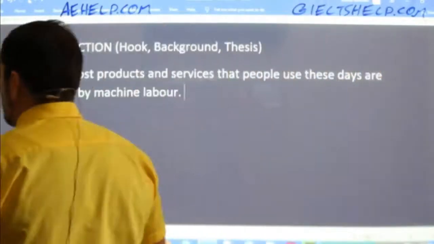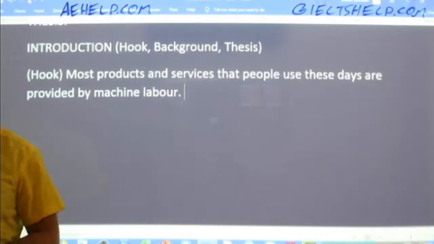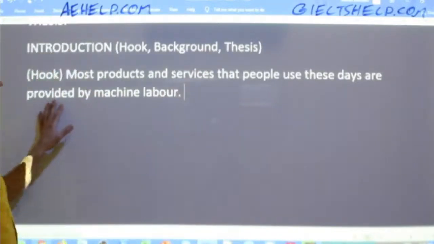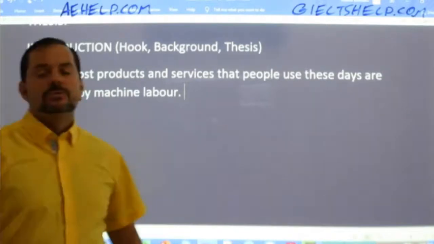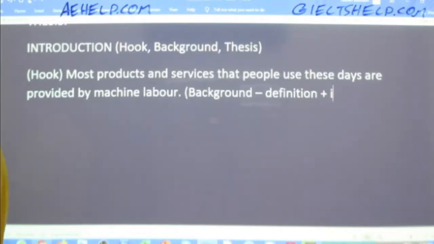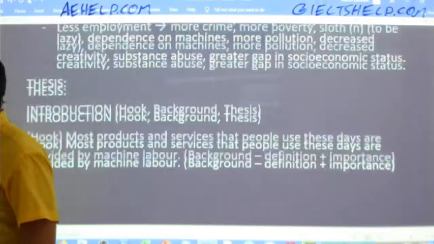Okay. So again, keep it simple. Most products and services that people use these days are provided by machine labor. Ooh, sounds like Matrix. All right. So now we go to the background. Background information is definition plus importance. Okay, now this is where we can use our planning.